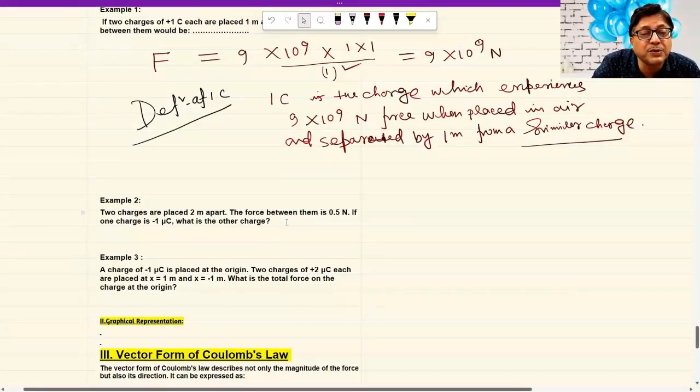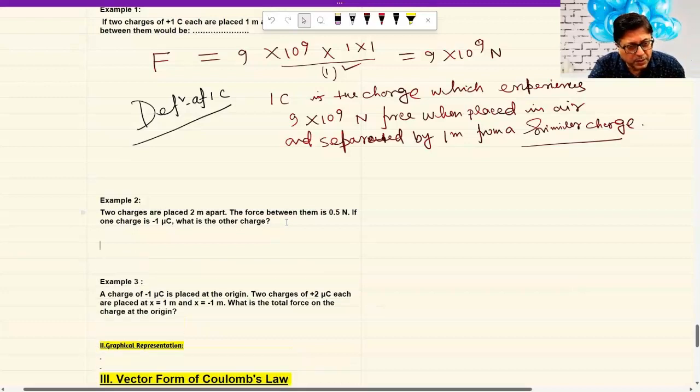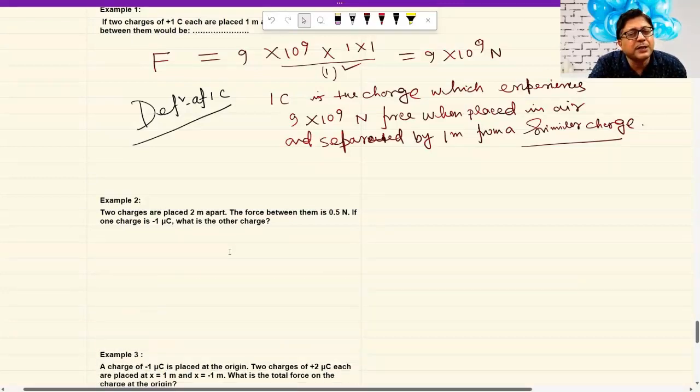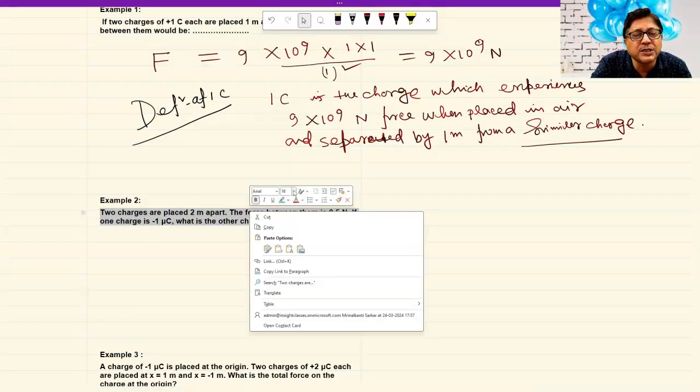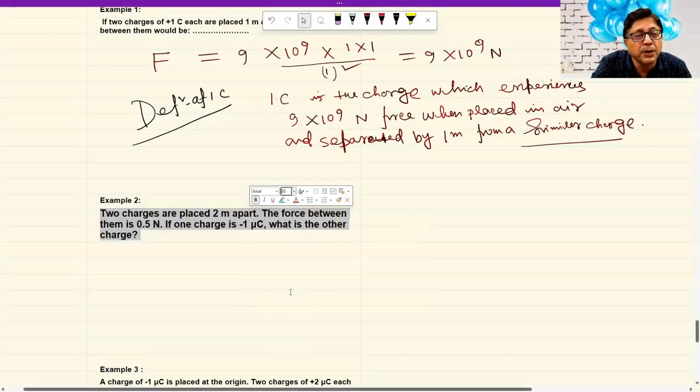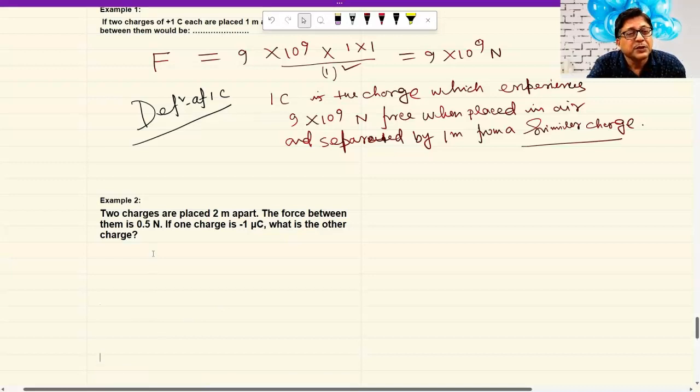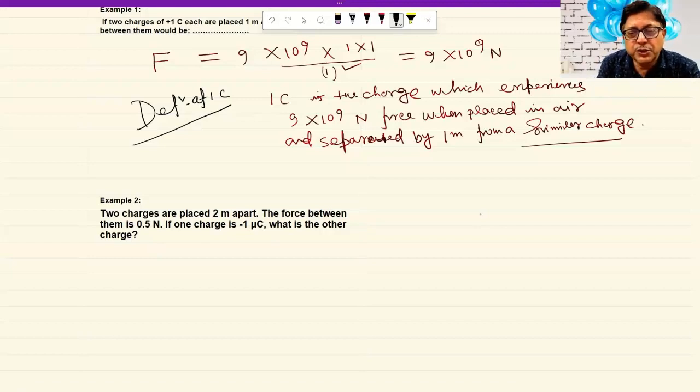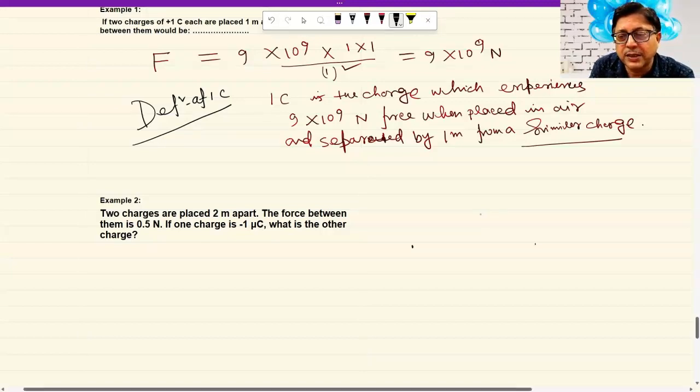Now let us do example 2 here. Two charges are placed 2 meters apart. The force between them is 0.5 Newton. One charge is given to be -1 Coulomb. What about the other charge? Let me explain. Two charges are placed 2 meters apart. So you keep two charges here, 2 meters apart.